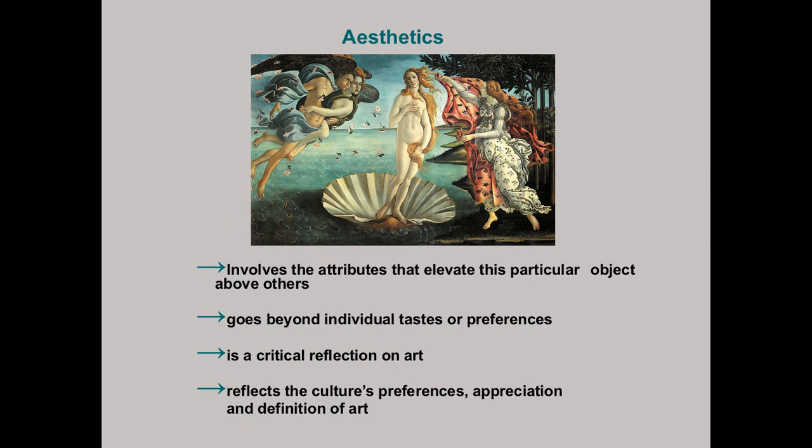Okay, aesthetics. Remember that aesthetics shift across culture and time, and it involves the attributes that elevate a particular object above others. It goes beyond individual tastes and preferences, and it's a critical reflection on art and also a person's cultural preferences, appreciation, and definition of art. Aesthetics has a lot of information. I'm going to have you really read that over in the book, because it's a philosophy as well as something that's part of visual culture, and I think the book does a really good job of explaining that to you.